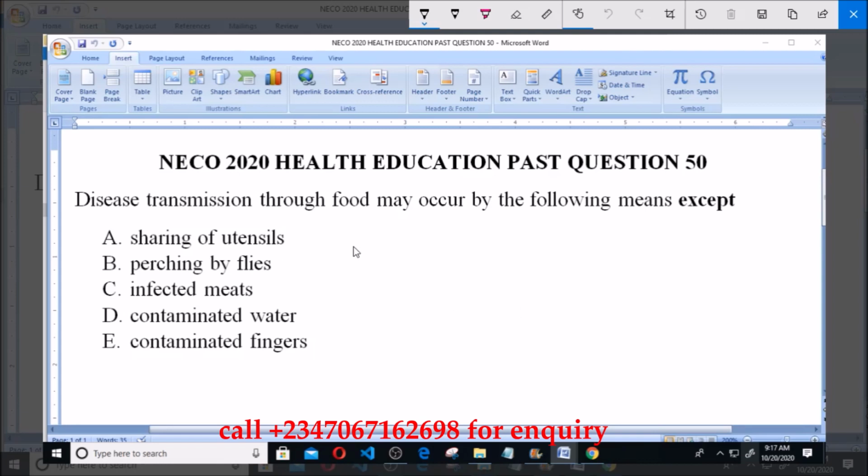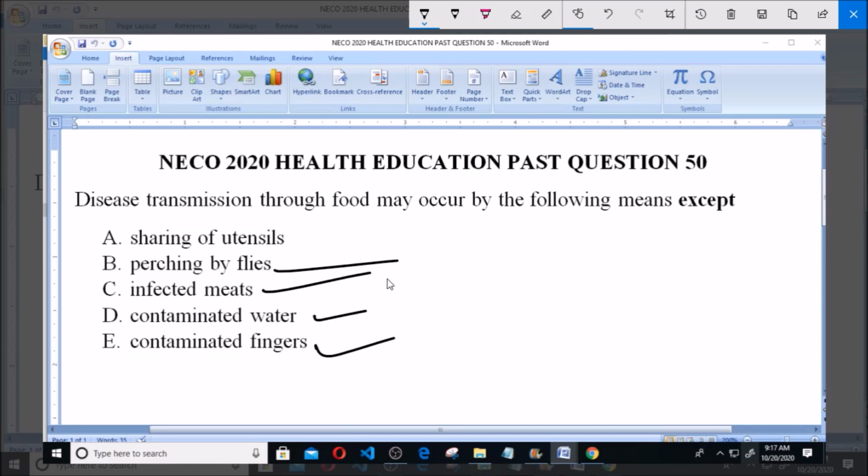Now, by disease vector, you can know that house flies are vectors of diseases, so disease can be transmitted through perching by flies when the food is left open, or by infected meats. Infected meat simply means when you buy a meat that has been infected and this meat is not properly cooked, disease can be transmitted through this. Contaminated water also is a means of transmitting disease, and also contaminated fingers, since we eat most of our meals with our fingers or our bare hands. Dirty fingers or contaminated fingers can also transmit food disease.